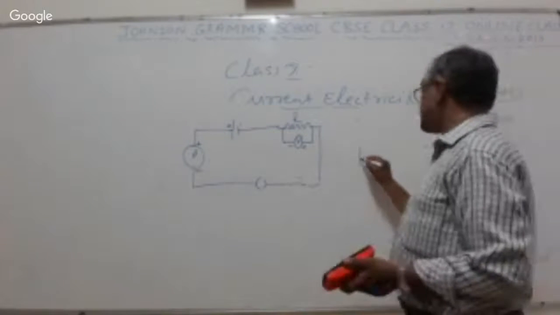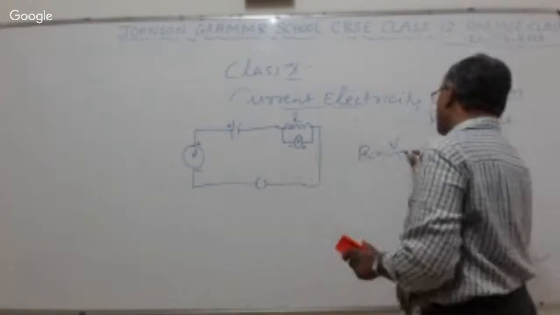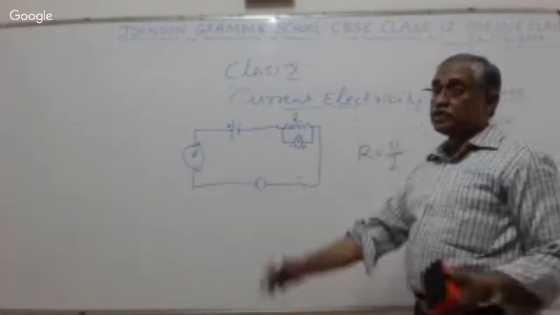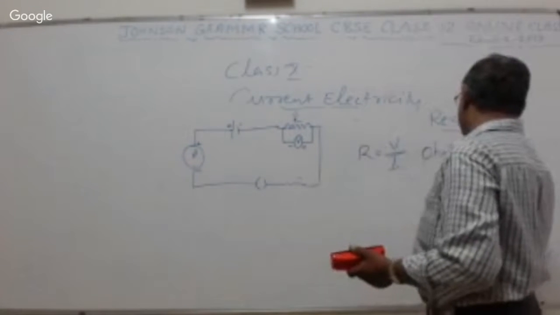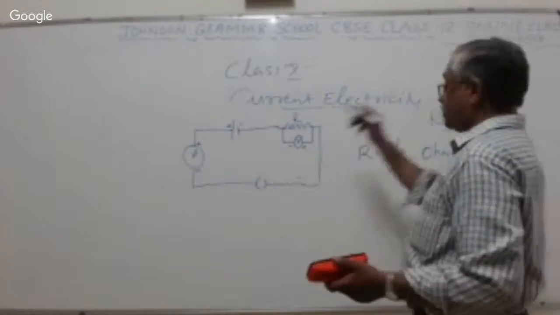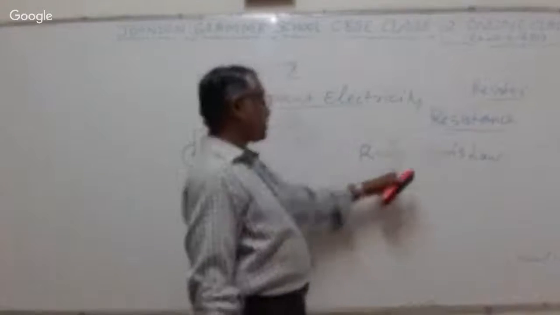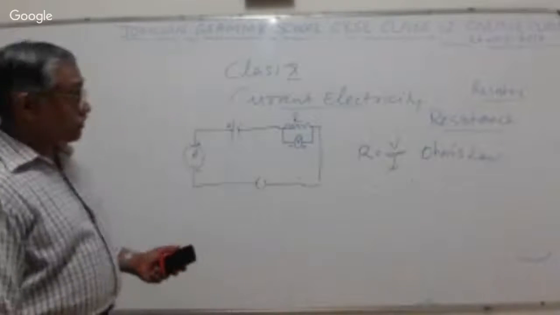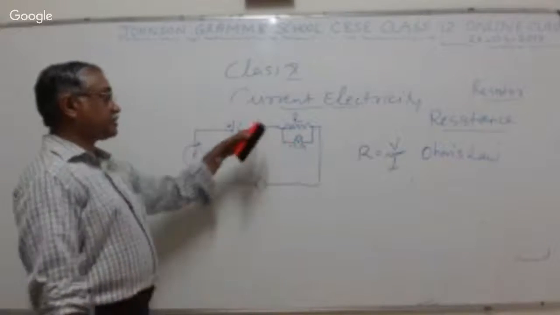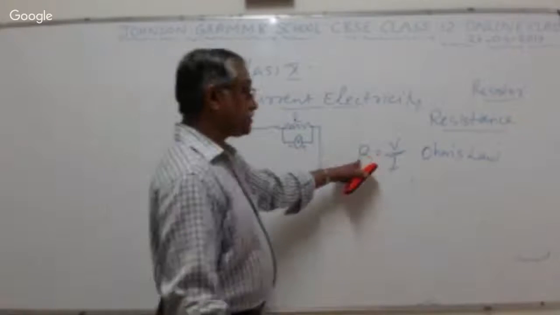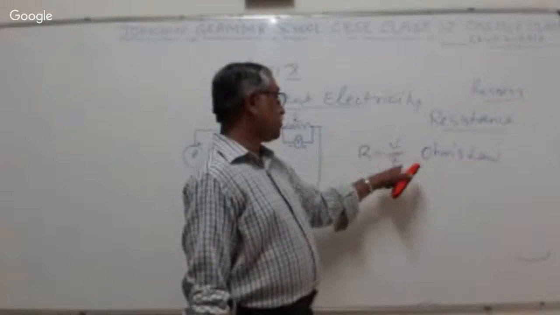So R is equal to V by I. It is a ratio. It was found by George Simon Ohm, so it is known as Ohm's law. R is equal to V by I, the ratio of voltage to current. It is Ohm's law, the relation between voltage and current. In any circuit you have voltage, current and resistance, and that resistance can be found out by the ratio of voltage to current. R is equal to V by I.